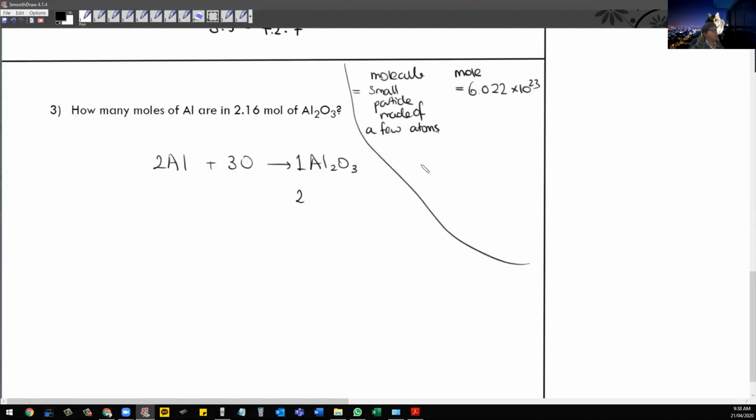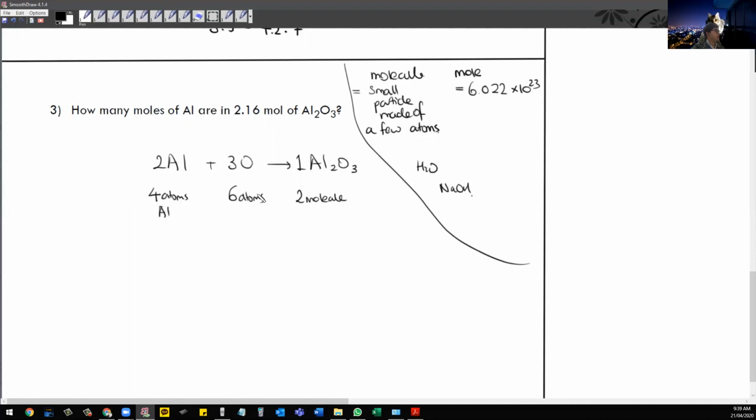Examples are like H2O, NaOH, things like that, true? These are molecules. So 2 atoms of aluminium combined with 3 oxygen give 1 molecule, 1 aluminium oxide molecule. So if I have 2 of this, I'll get 6 of that and 4 of that, right? So 2 molecules will give 6 atoms and 4 atoms, right?